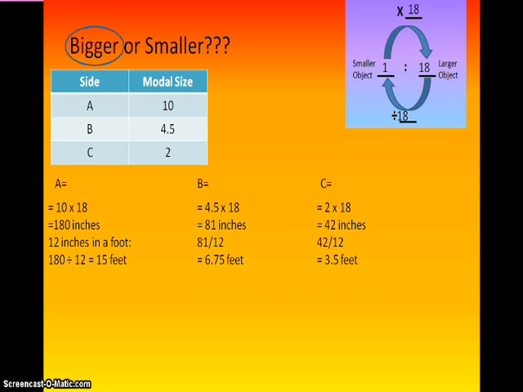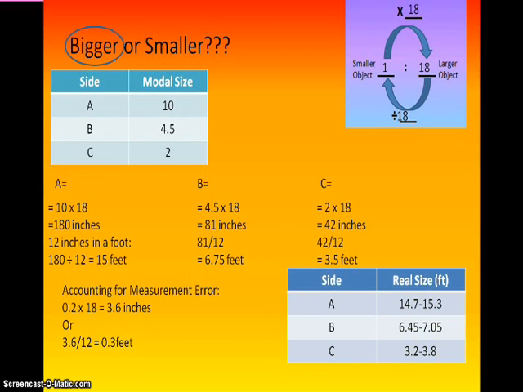So now we have figured out the size of the real vehicle, but we have not accounted for error. To do this, we take the 0.2 inches that were potentially error, multiply it by the scale, so times 18, gives us 3.6 inches potential error on every measurement we have above. But we converted all those measurements into feet, so let us do the same with the error. 3.6 divided by 12 equals 0.3 feet error.